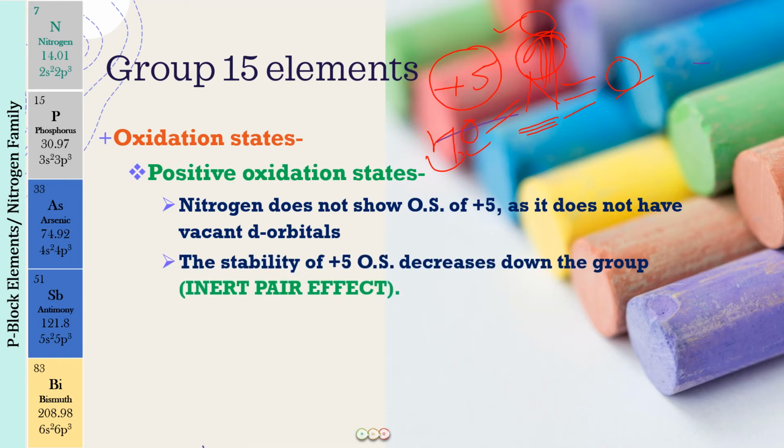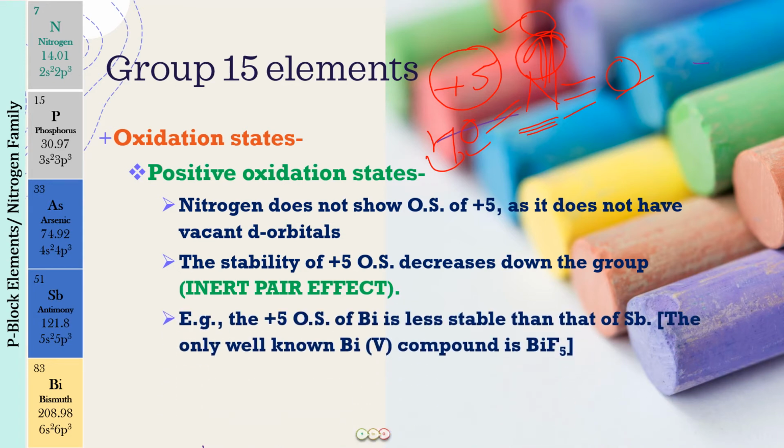Then the stability of the +5 oxidation state decreases down the group because of the inert pair effect. So it is very clear now, no problems. For example, the +5 oxidation state of bismuth is less stable than that of antimony. These are questions which can be asked in the exam also: why the +5 oxidation state of bismuth is less stable than that of antimony, or arsenic, or phosphorus. The reason is the inert pair effect. Down the group we see the inert pair effect, so the +3 oxidation states are more stable.